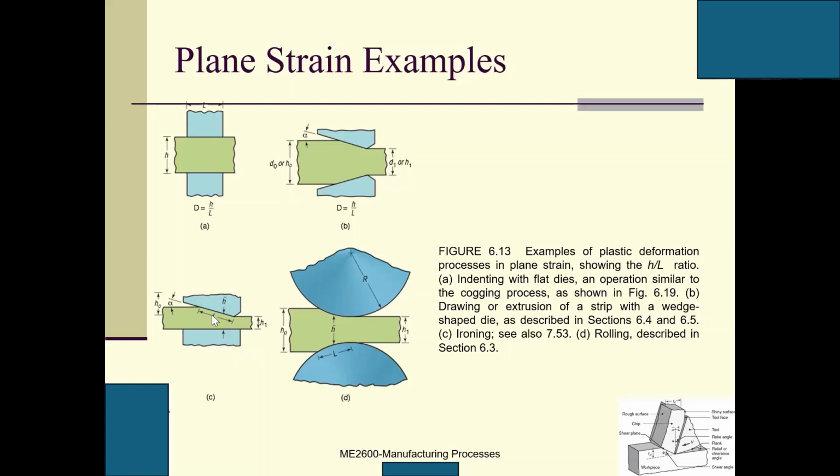So this is L. This is the final H1, and this is the original H0, and D is the roller diameter. So here is a roller, and here is a roller, and this workpiece just goes through. We can see we have the height reduction, from H0 to the final H1.